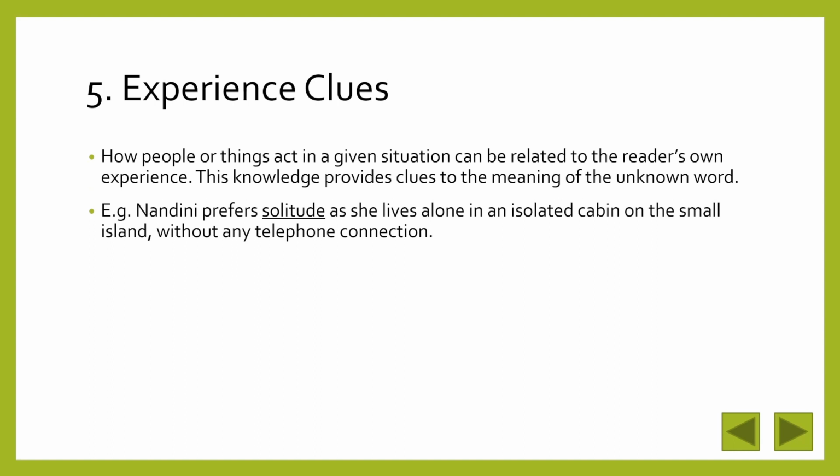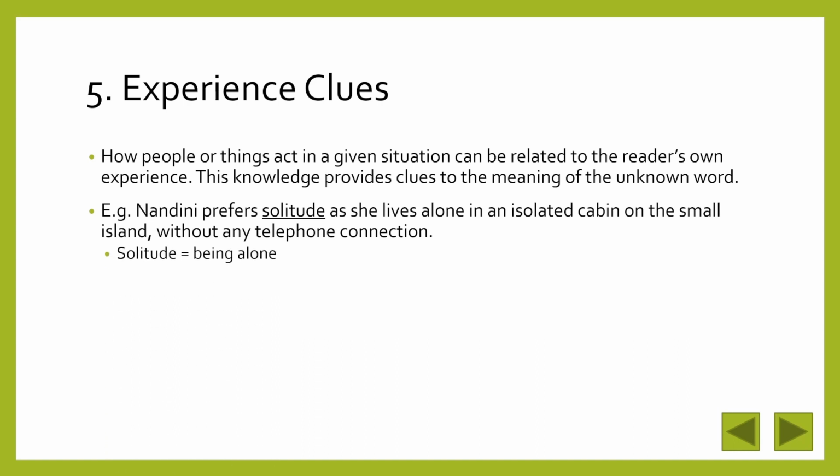What about experience clues? How people or things act in a given situation can be related to the reader's own experience. This knowledge provides clues to the meaning of the unknown word. For example, Nandini prefers solitude as she lives alone in an isolated cabin on a small island without any telephone connection. So, experience clues here. The unknown word is solitude.